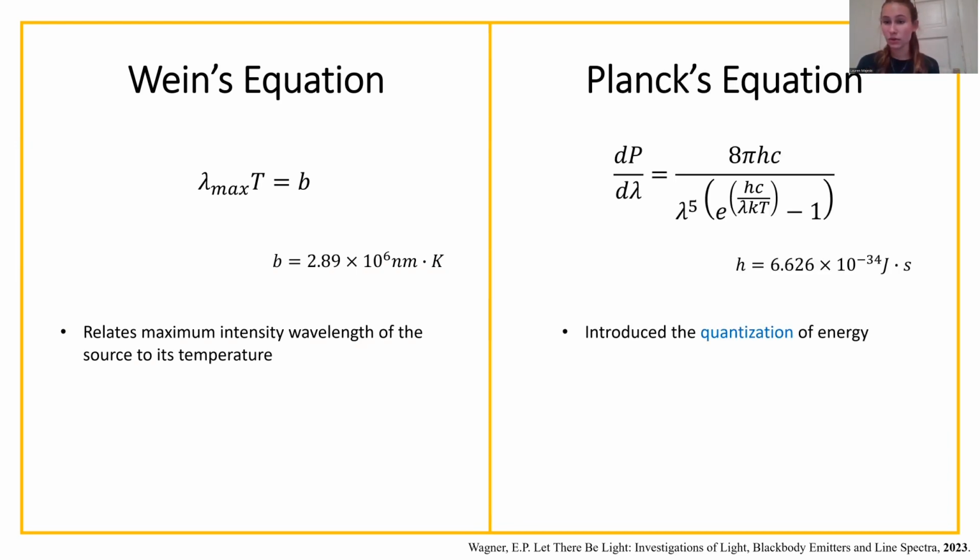Secondly, we're going to use Planck's equation, which models the intensity, and this includes Planck's constant h. And this equation is important because it introduced the idea of the quantization of energy. The way that we modeled this is we adjusted the intensity relative to the intensity of each source, and then adjusted the temperature to find the best fit of Planck's equation in order to determine the source temperature.